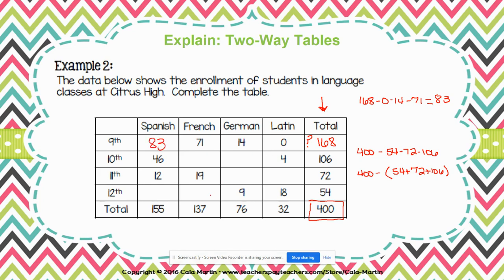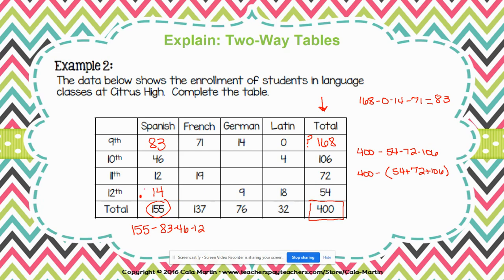Once I have that, I can look and see, okay, what can I do next? It looks like I can figure out this number because I know that there are 155 total, and I know all but one of them. So if there are 155 total, I'm going to subtract 83, 46, and 12. And when I subtract all of that, I'm left with 14. So there should be 14 here.